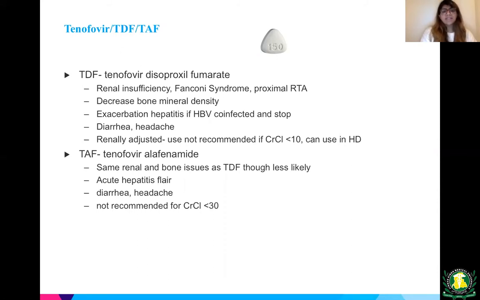So TDF is associated with renal insufficiency, like Fanconi syndrome, proximal RTAs, and can have decreased bone mineral density, exacerbation of hepatitis if Hep B is co-infected and you abruptly stop the tenofovir, diarrhea and headache. It is renally adjusted, as you can imagine, so you don't want to use it if you have a patient that has a low creatinine clearance, a decreased kidney function. And then TAF has similar renal and bone issues, but less likely and less severe. You can get that acute hepatitis flare, also diarrhea and headache, and you can use it, but it's not recommended for creatinine clearance less than 30.